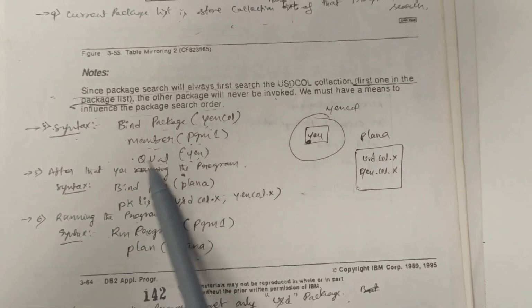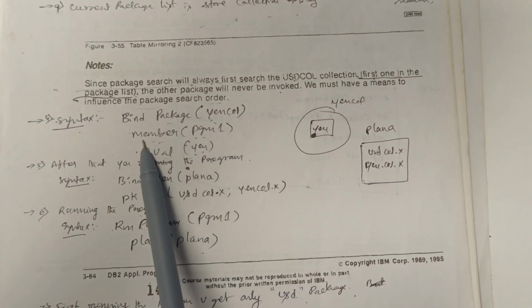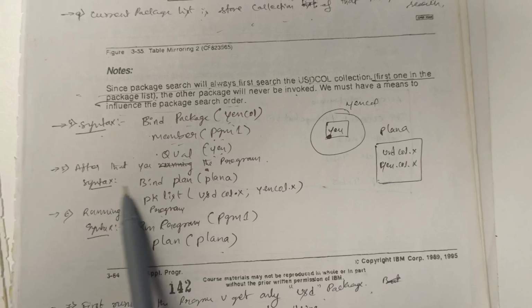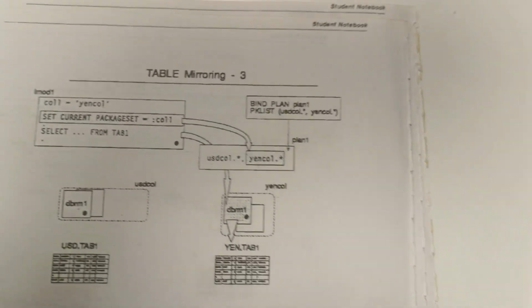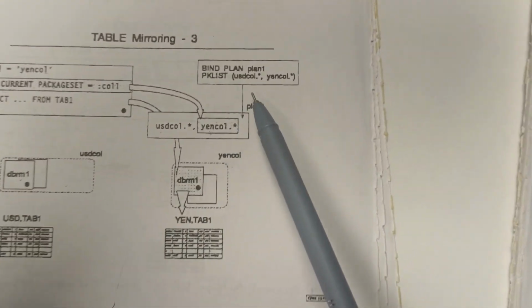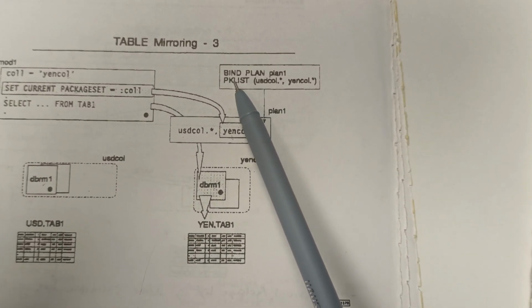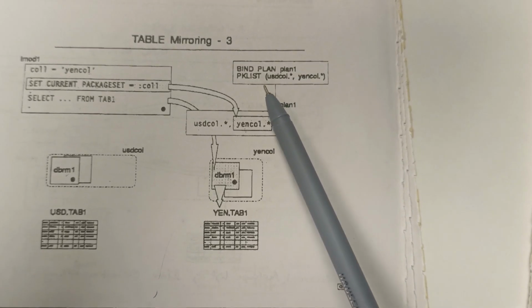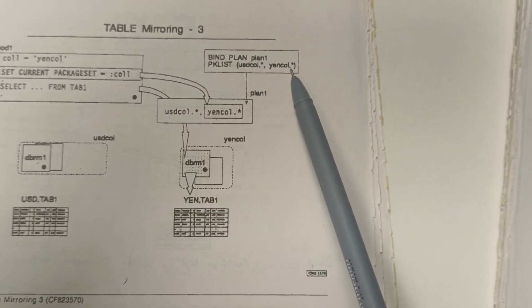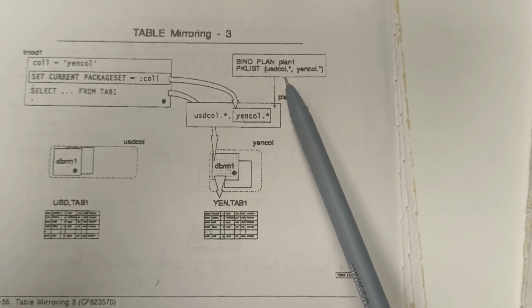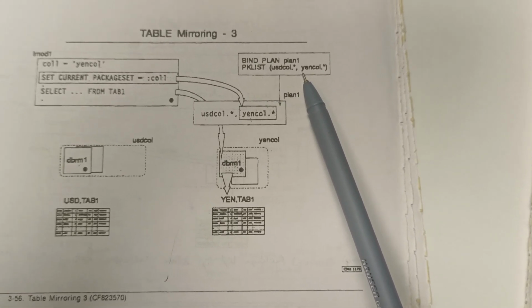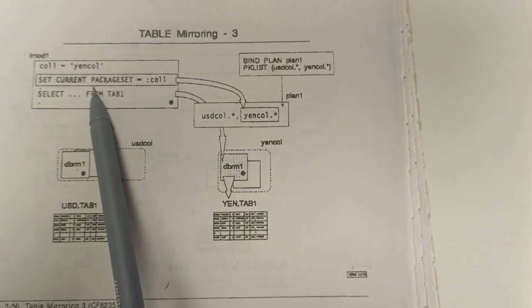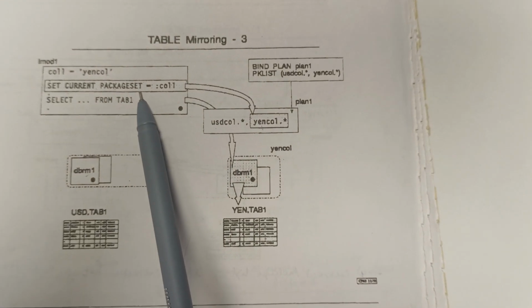And these are some syntax: bind package, member name, and what qualifier you are using. There is another table where, as I said earlier, while doing a bind plan we have to give the package list, and we can also mention the order of searching the collections. Instead of giving the order of the collection while doing the bind, I can also set the package list search order in the program.